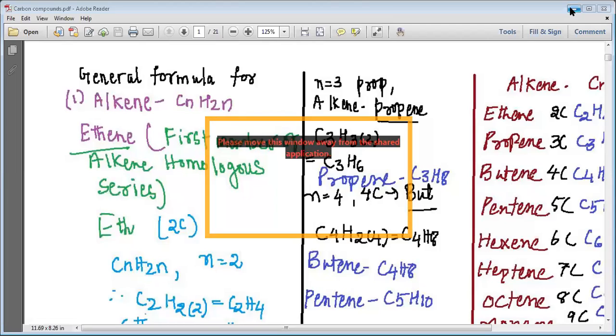General formula for... Very good. It's clear now that you are able to see the screen clearly. Let's move forward and understand the various topics that we want to study today.